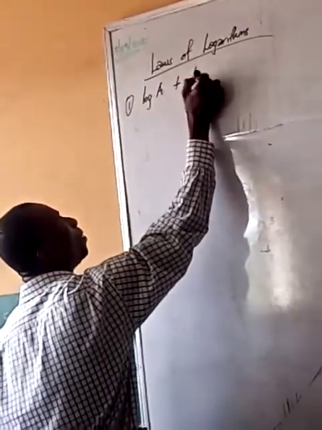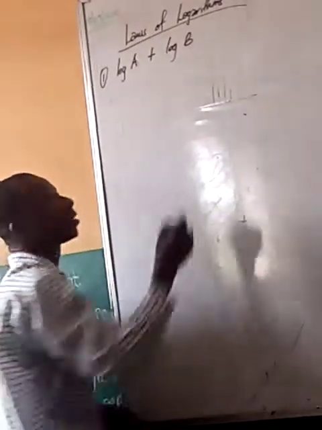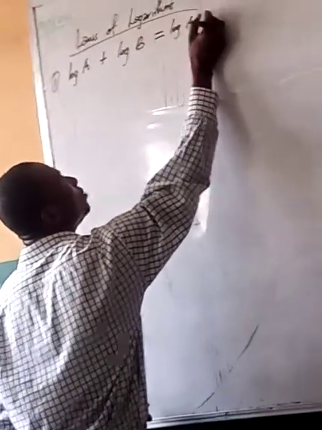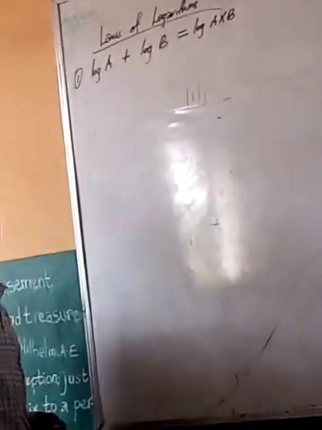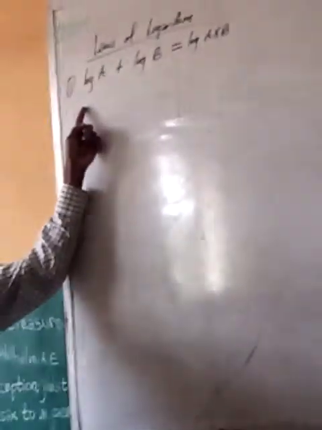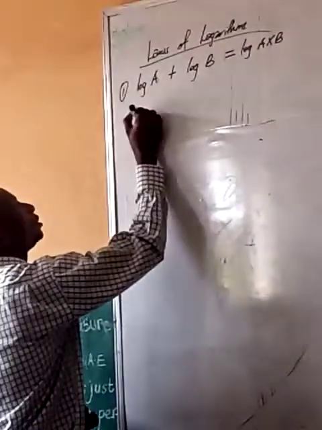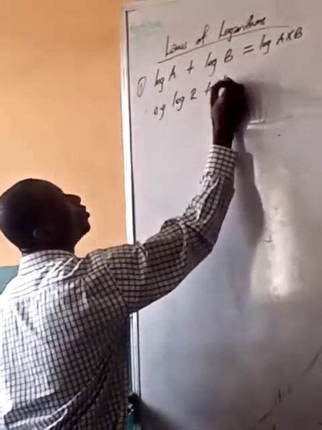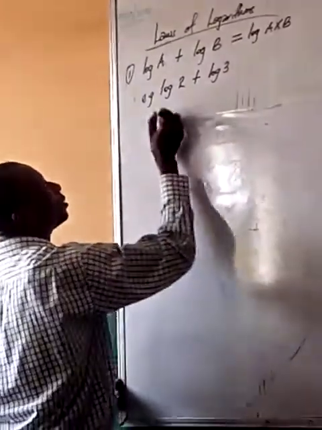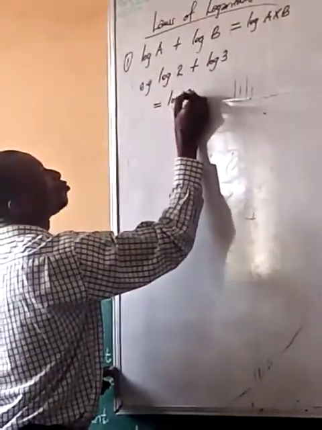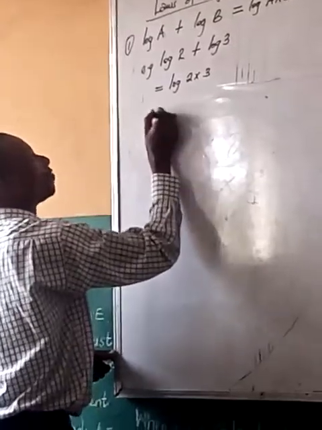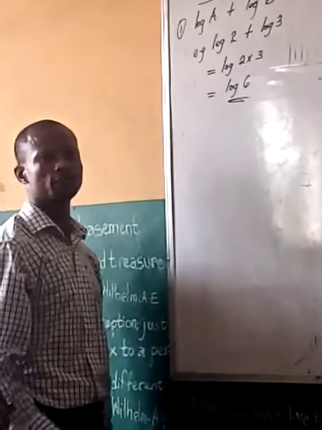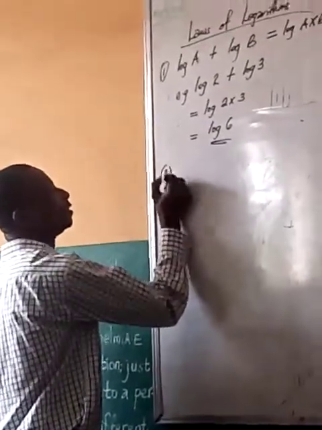The first law states, if you have log A plus log B, it means log A times B. Any log is in base 10. So, for example, if I have log 2 plus log 3, this implies log 2 times 3, and the final result will be what? Log 6. That's the first law, the additive law.